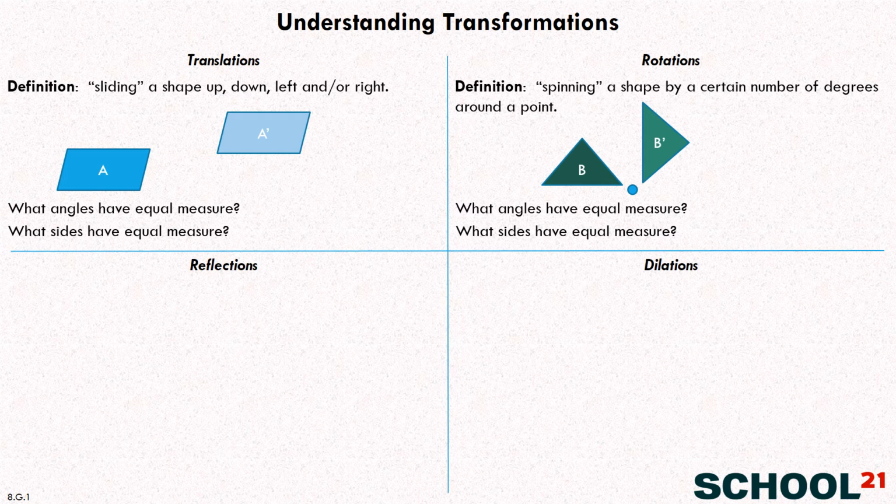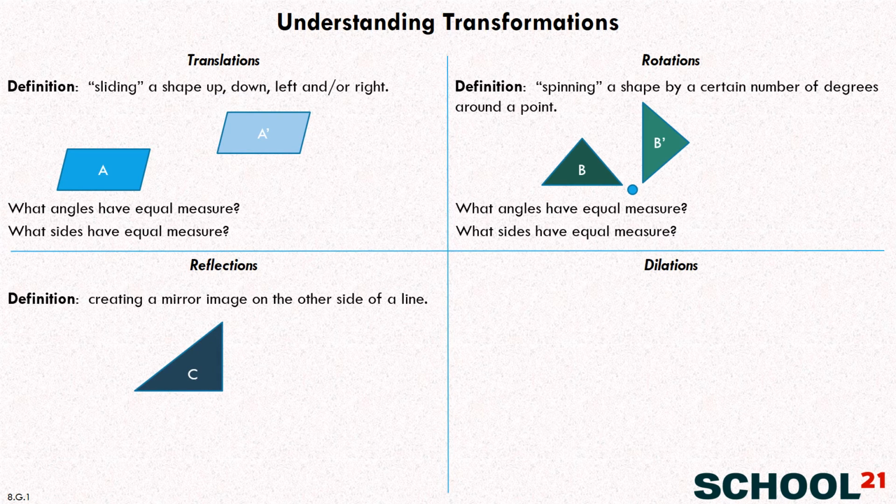Okay. All right, so now let's look at another kind of transformation called a reflection. So the definition of this is you create a mirror image on the other side of a line. Okay, so let's see what that looks like here. So I have shape C here, and I'm going to define this line that's right there, okay? And then I'm going to flip C over to create a mirror image to make C prime right there. Okay, do you see that?